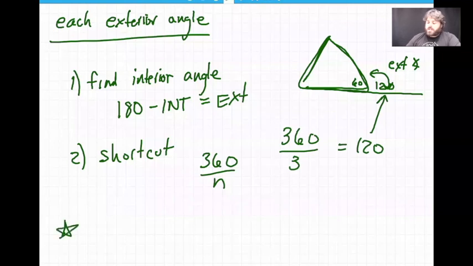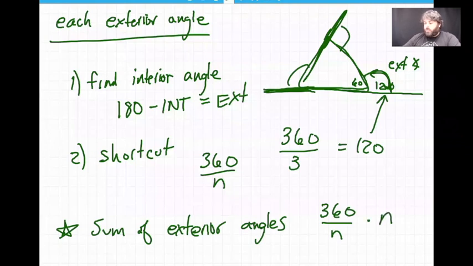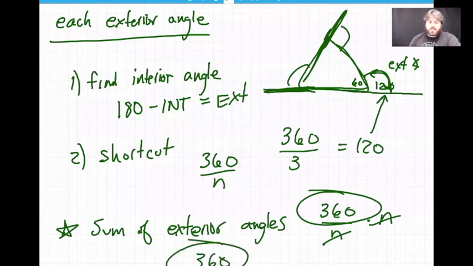Now, one thing they could ask you is what is the sum of the exterior angles of a polygon? Well, basically, if each exterior angle is 360 over n, that's each one. And how many of those exterior angles do we have? Well, in our triangle example, you can see we've got 1, 2, 3 exterior angles. Well, we multiply by n, and what happens is the n's cancel, and you actually get 360. So no matter what the polygon is, the sum of the exterior angles is always going to equal 360 degrees. Okay, that's one of those things you just kind of got to know.